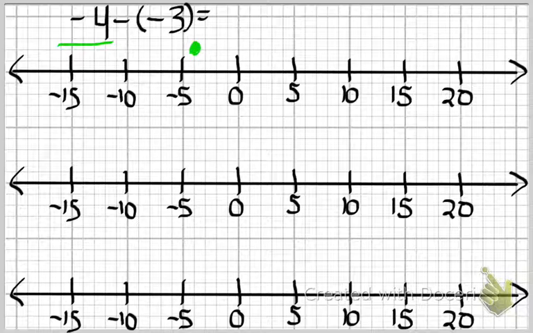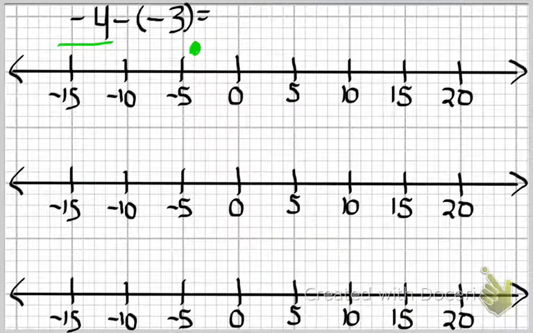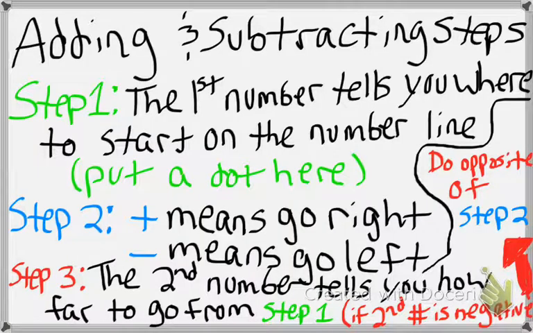That's step 1. Now, step 2 was minus. It told us minus means go left. But we did talk about this exception. Something's going to happen in step 3 if the second number is a negative. So we want to go left because of this minus sign. We want to go that way. But step 3 had a special rule in it. Step 3 says sometimes if the second number is negative, you're going to do the opposite of step 2. So that's what we're going to do.